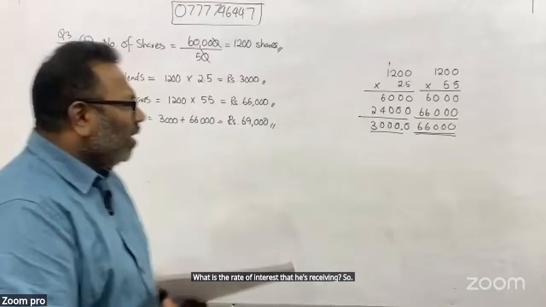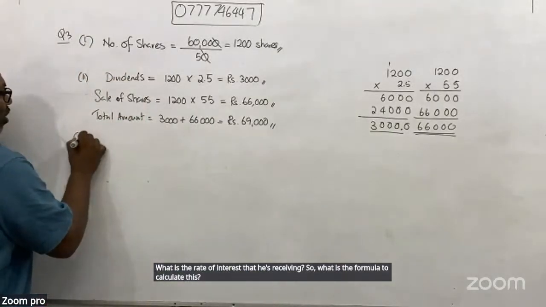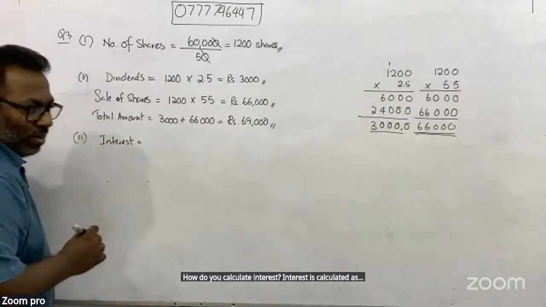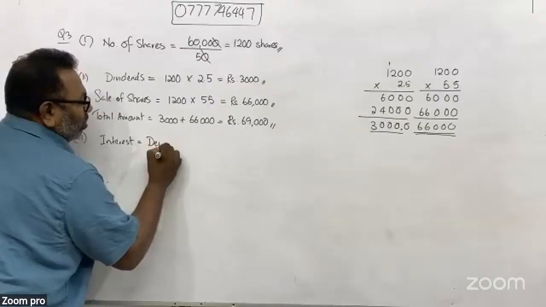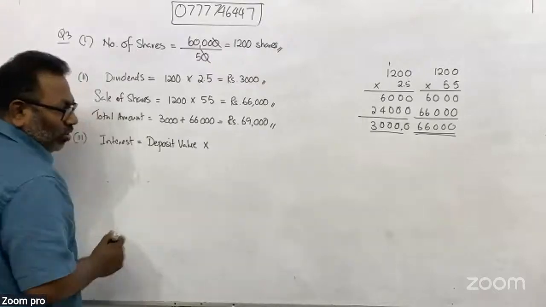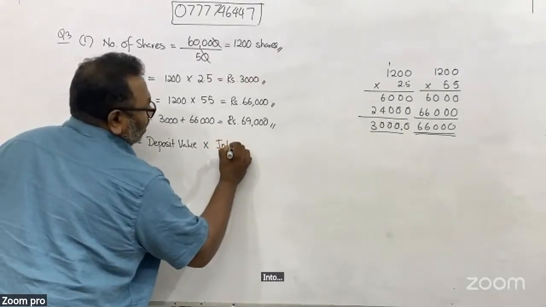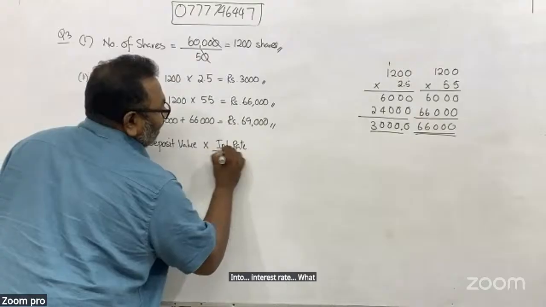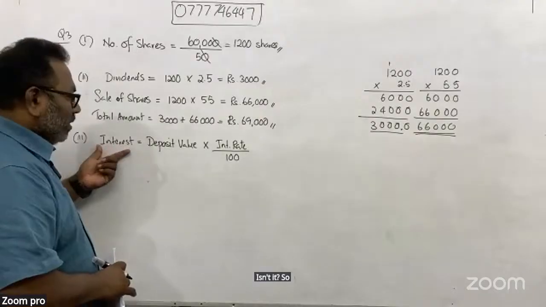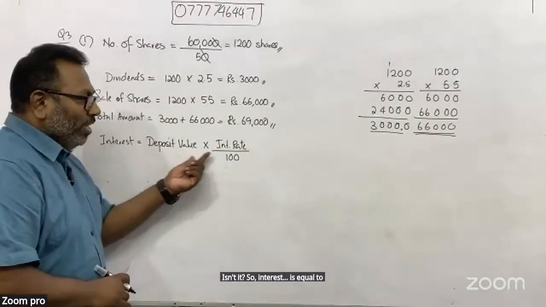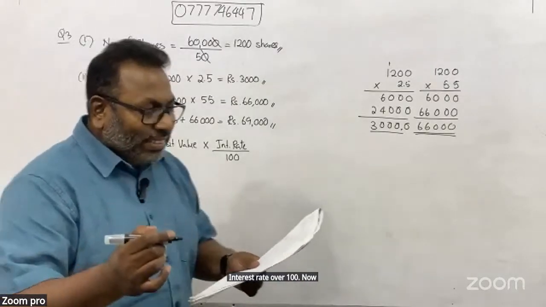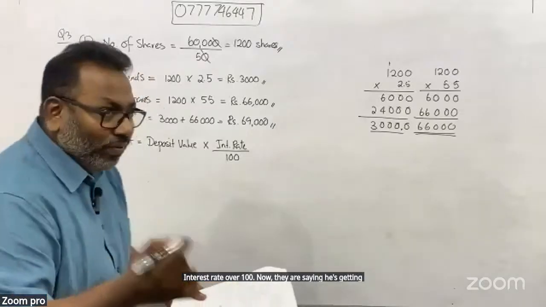So what is the formula to calculate this? How do you calculate interest? Interest is calculated as deposit value into interest rate. What is interest rate? It's a percentage, isn't it? So interest is equal to deposit value into interest rate over 100. Now they are saying he is getting 3,450 as interest.